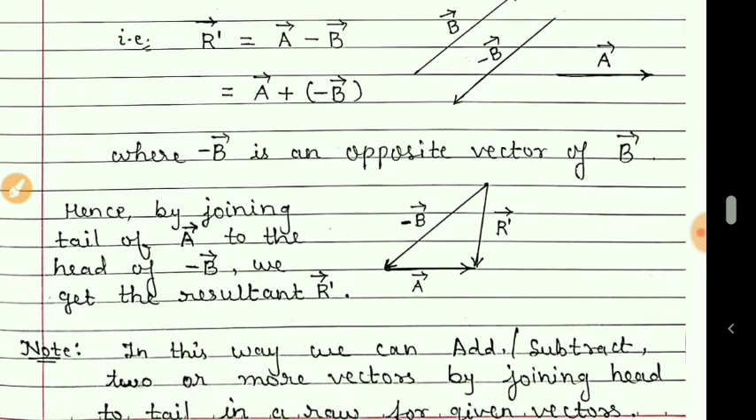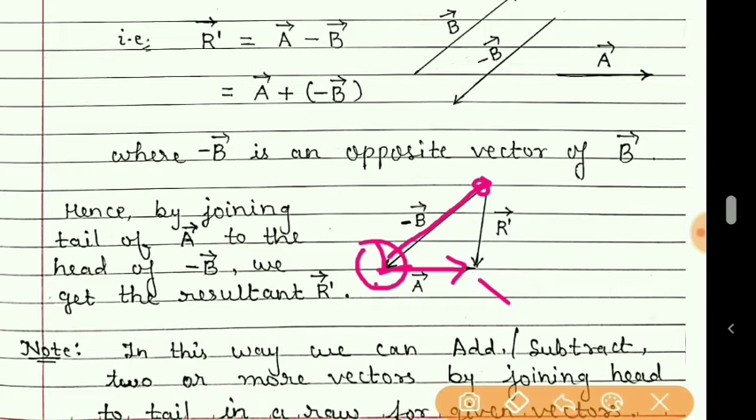Once again head to tail method. Here you can see vector minus B, that is opposite of vector B, its head is there, and tail of vector A is joined with it. So it is nothing but it is A minus B. So here head and tail, they were connected. Now only one tail and one head are free, and so joining them we get resultant vector R dash.